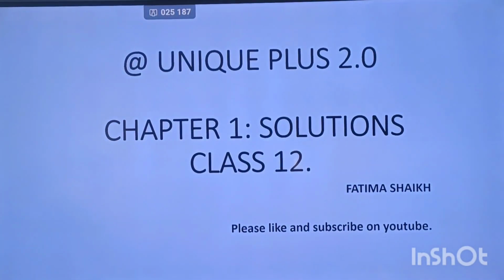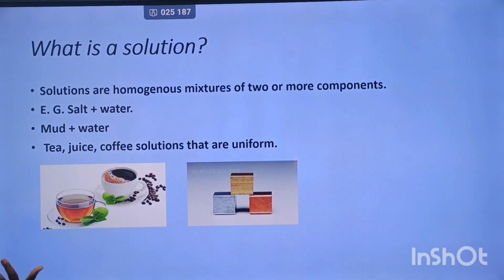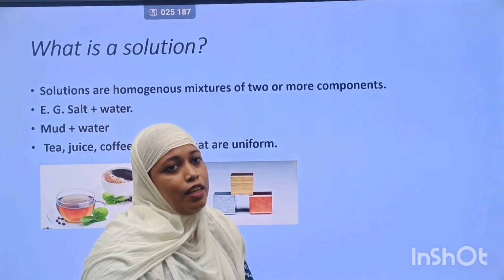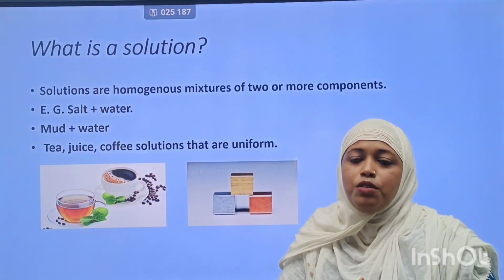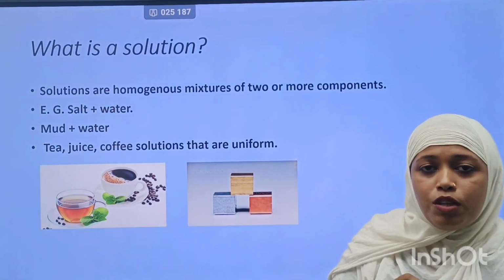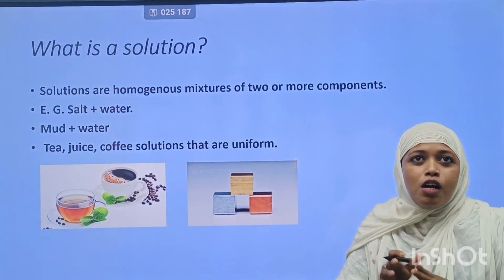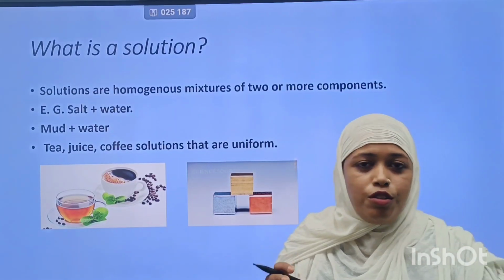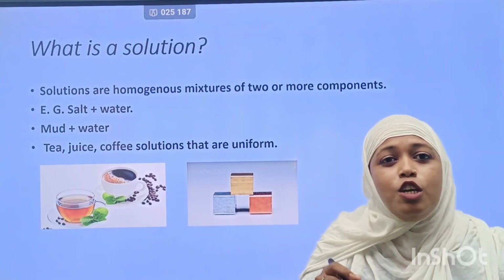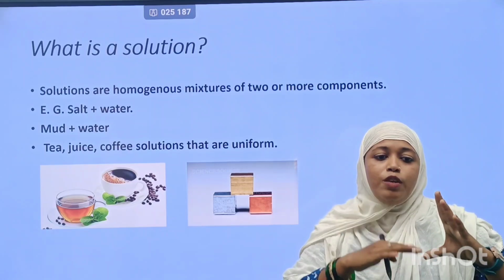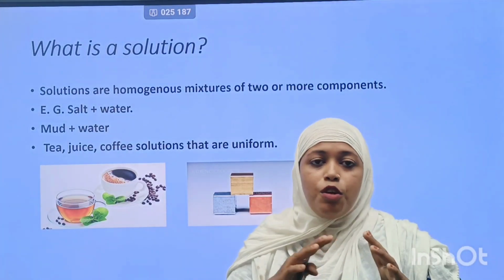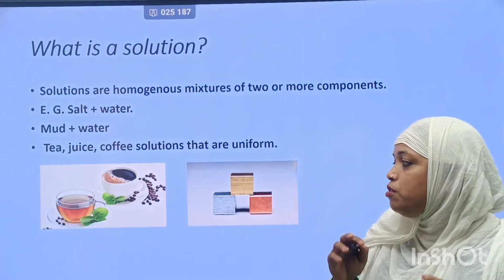Moving on. Today we'll be learning about solutions. What are solutions? Solutions are basically homogeneous mixtures. Mixtures meaning two or more components coming together and giving a uniform mixture. For example, if we take salt and water and mix it very nicely, you will see that salt and water cannot be distinguished from each other. So this is called a homogeneous solution.